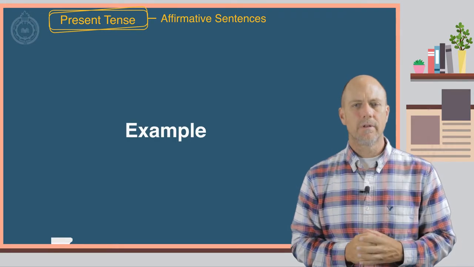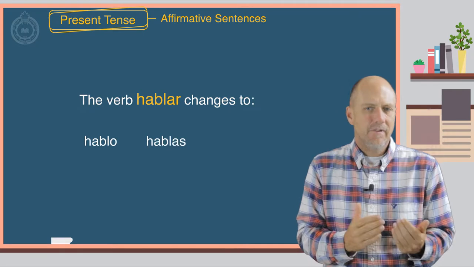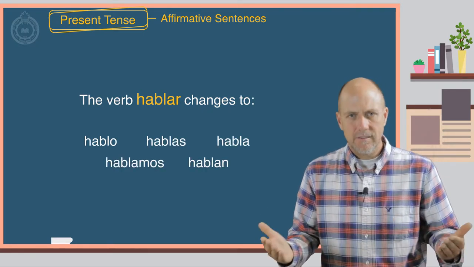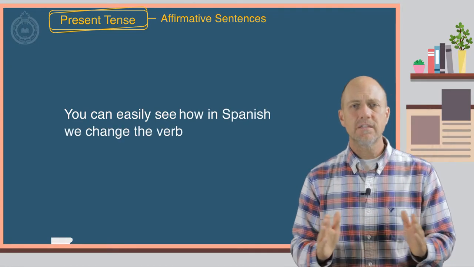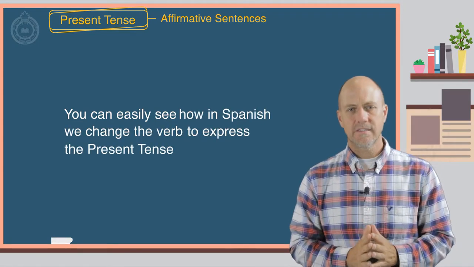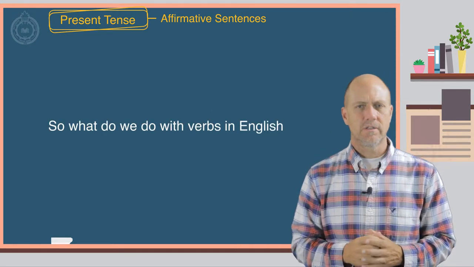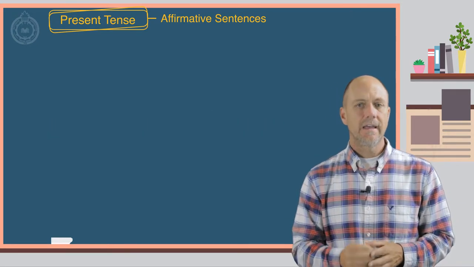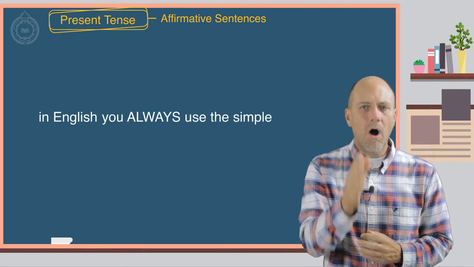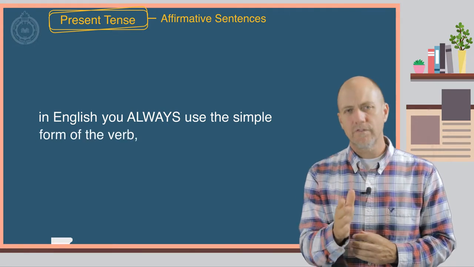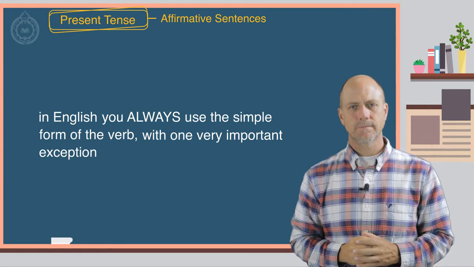Here's an example. The verb hablar changes to hablo, hablas, habla, hablamos, hablan. You can easily see how in Spanish we change the verb to express the present tense. So what do we do with verbs in English to form the present tense? The answer is nothing. In English, you always use the simple form of the verb, with one very important exception.